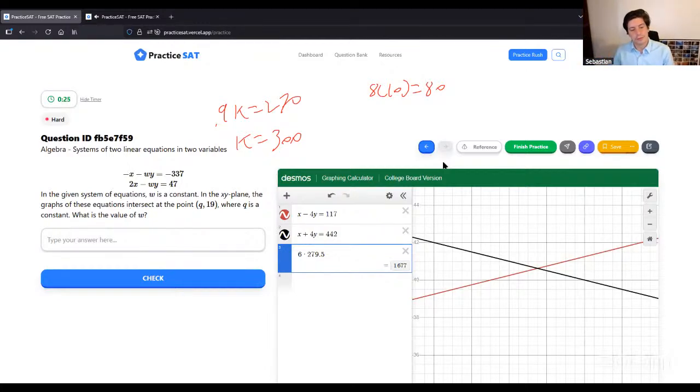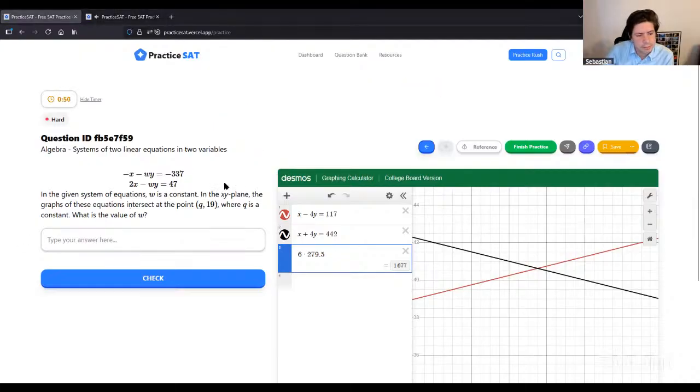In the given systems of equations, W is a constant in the XY plane. The graph of these equations intersect at the point Q, 19, where Q is a constant. What is the value of W? Okay, interesting. So this is similar to what we just did. Now this one I am going to subtract because the W makes the graphing a little bit more complicated.